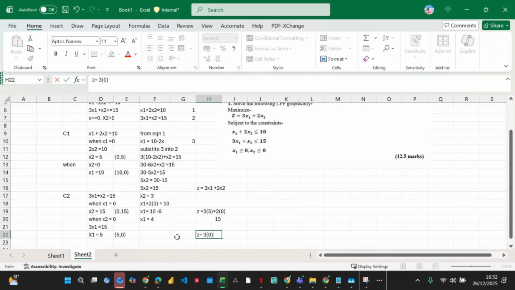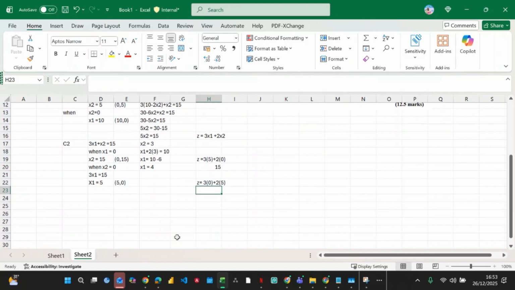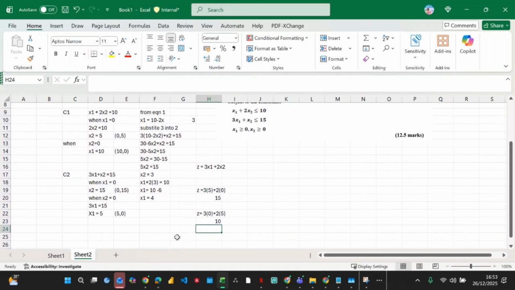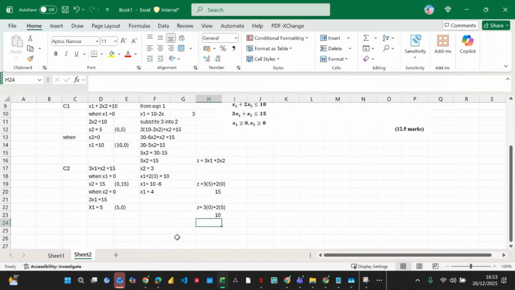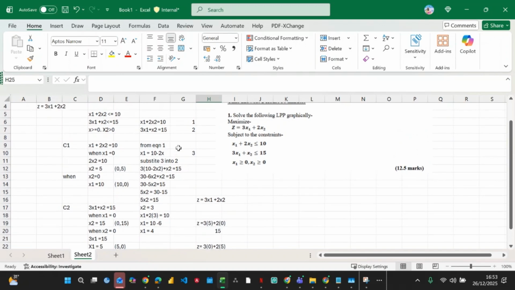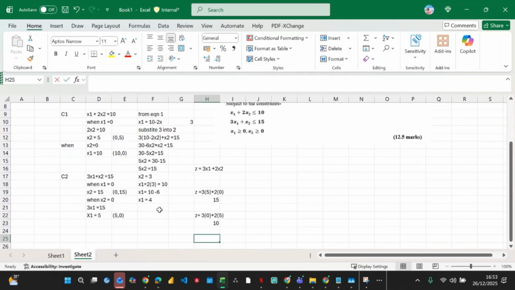So from this one we pick 0. z is now equal to 3 times 0. That is when x1 is 0, then x2 is 5. Then this is 2 times 5, right? 2 times 5 is going to give us 10. So the one that we now solved here, we are looking at the maximum. So this is 10, this is 15, this is 18.